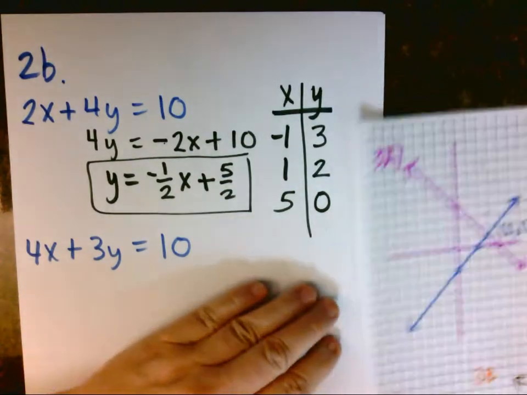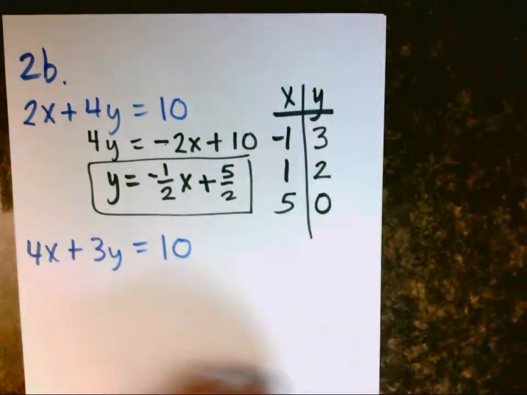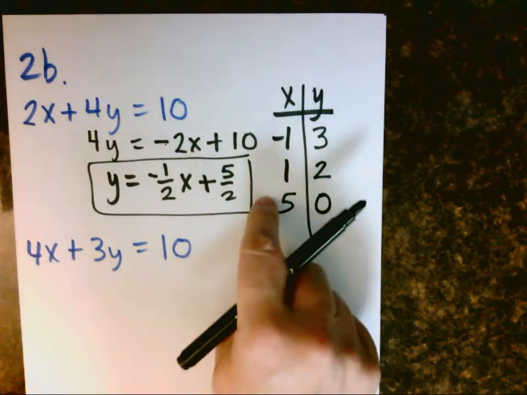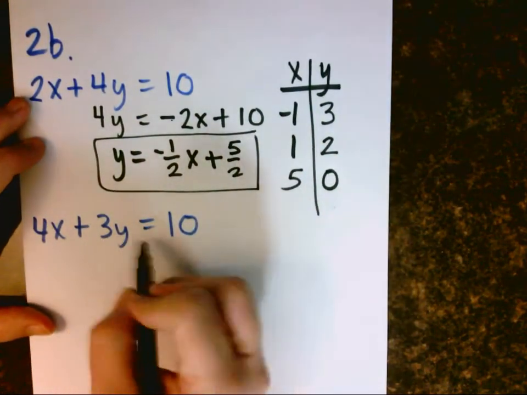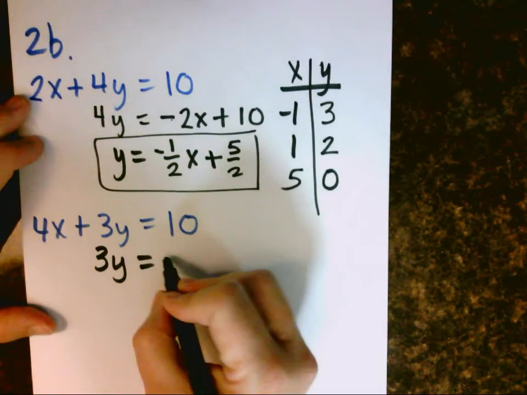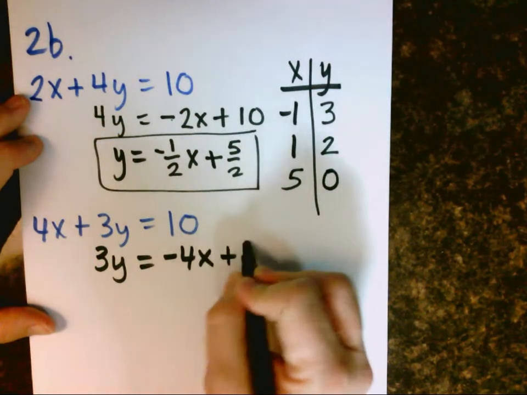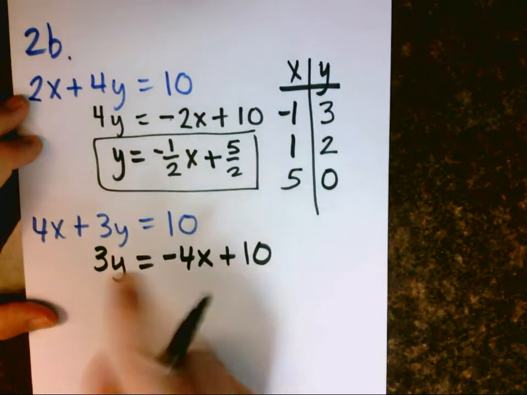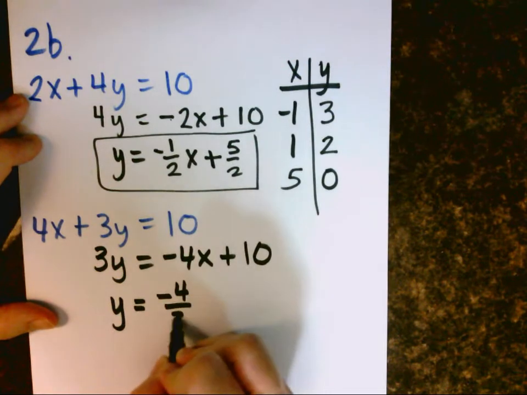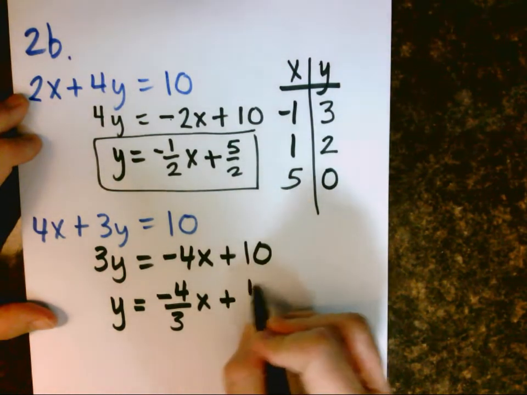You can see over, let me fold it up and move it over here. Well, I'll show you the graph in a minute. Let's graph the other one first. So we're going to leave the 3y over here and subtract 4x on both sides. And then I'm going to divide the 3 off to get it in intercept form. Negative 4/3 x plus 10/3.